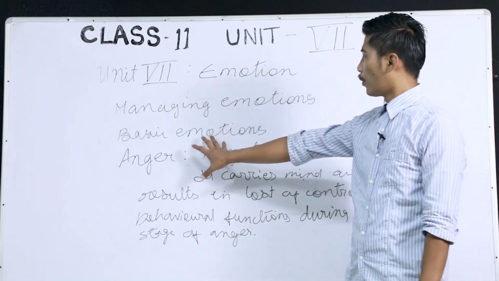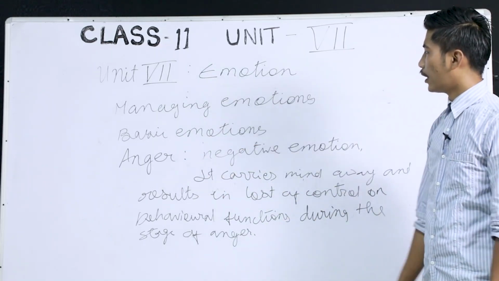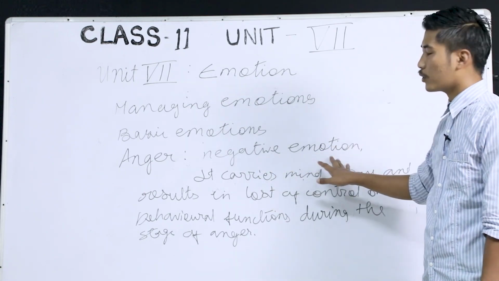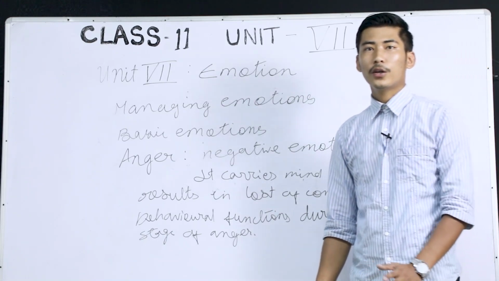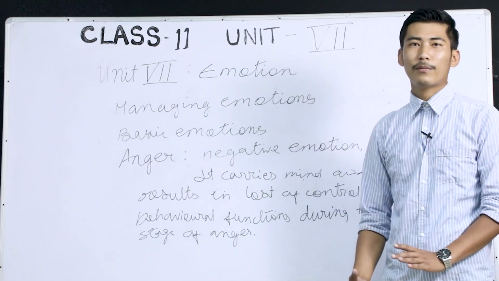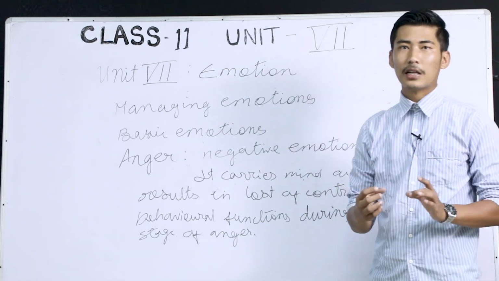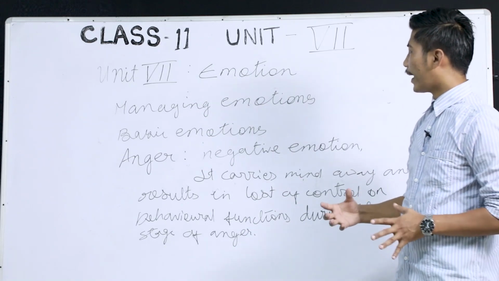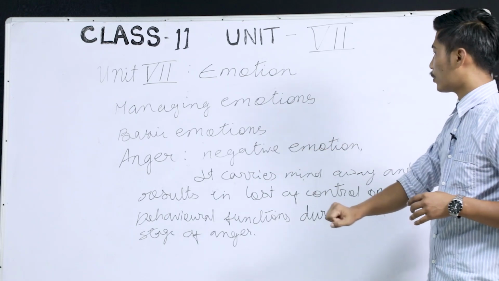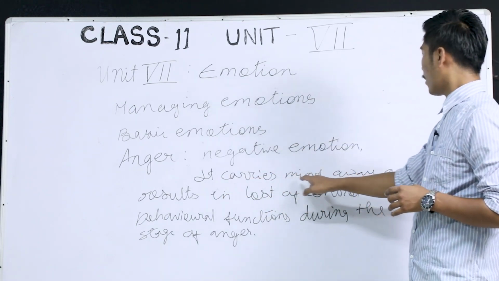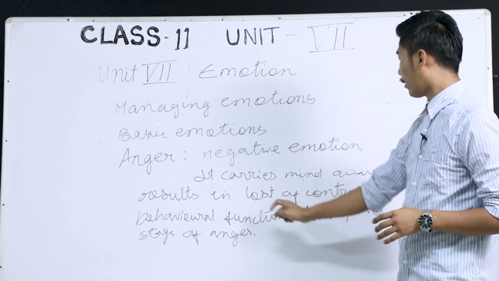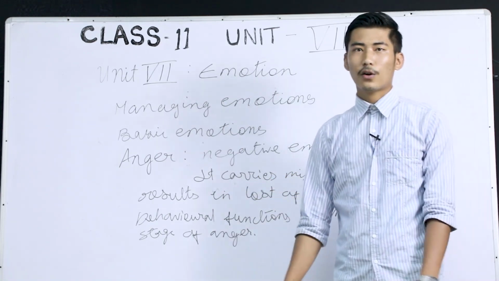Now, I want to discuss the next topic, anger. When it comes to anger, anger is basically considered to be a negative emotion because anger can hamper your life and it can also disrupt your day-to-day life because it can create an imbalanced way of living life. So anger is basically a negative emotion. The meaning of anger in psychological terms is that it carries the mind away and results in loss of control on behavioral functions during the stage of anger.